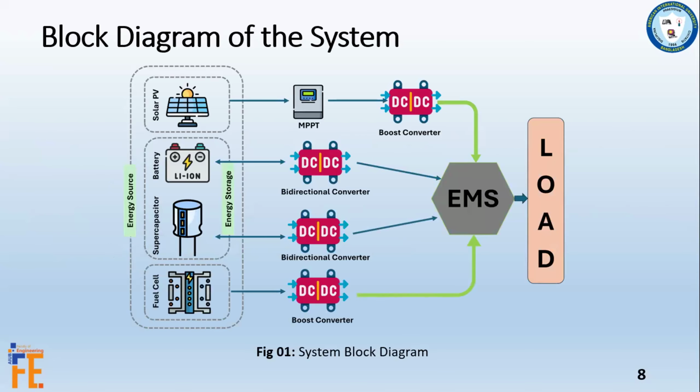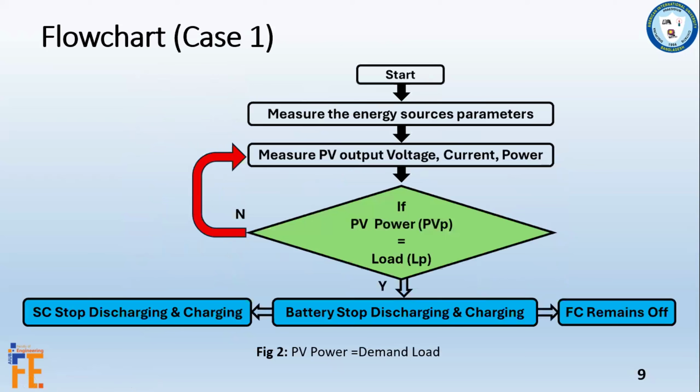Here is a block diagram of our system constructed with solar PV, battery, and supercapacitor. These two are our energy storage system, and here is our backup cell, which is the fuel cell. All of them are connected through DC, AC to DC converter, and DC to AC converter, and all of them are connected to the load through an EMS.